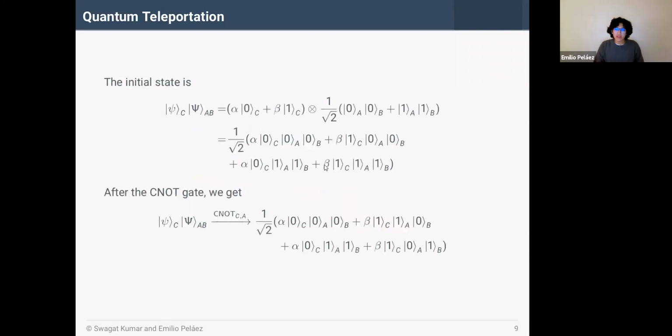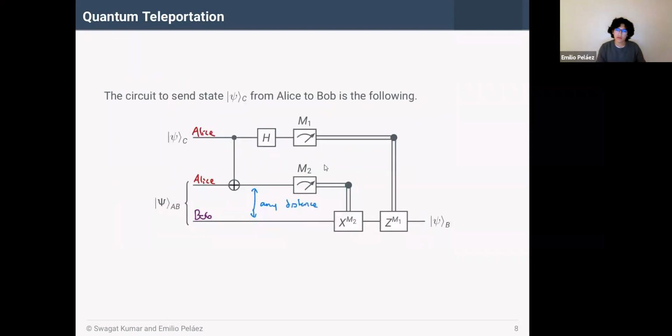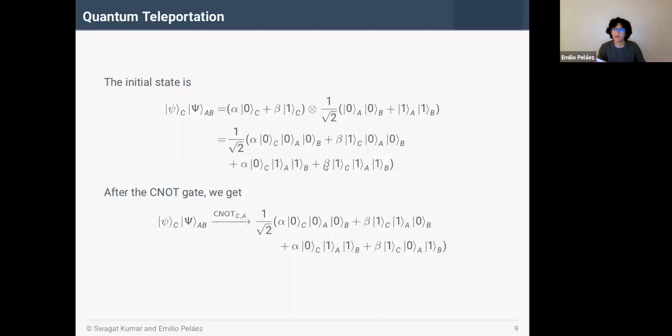So the initial state is just the tensor product of psi C with psi AB, which is just the Bell state. We take the tensor product to get the overall state. So it's 0 times 0, 0, we get this one, then 0 times 1, 1, we get this one, then with beta, 1 times 0, 0, 1, 0, 0, again 1 times 1, 1, 1, 1, 1. This gives us the overall state of the whole system, so we can work with it all together.